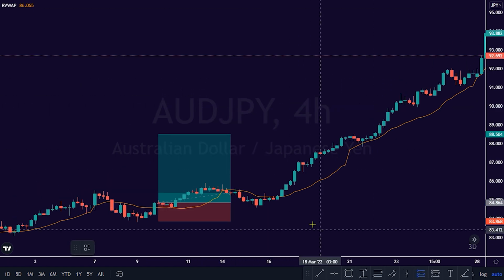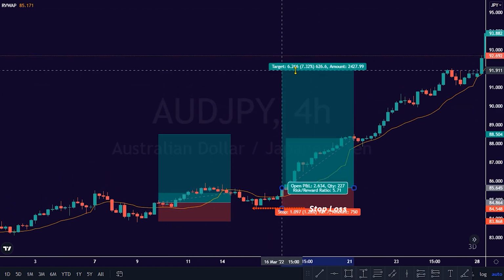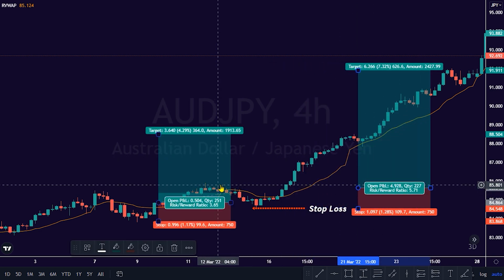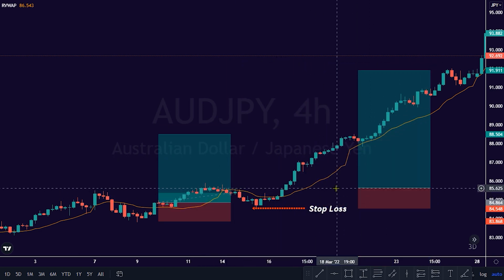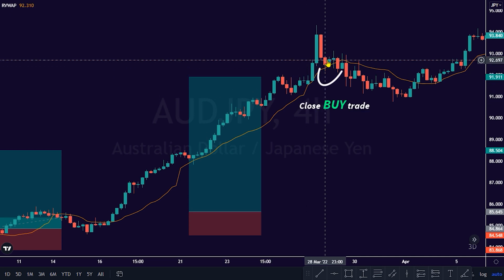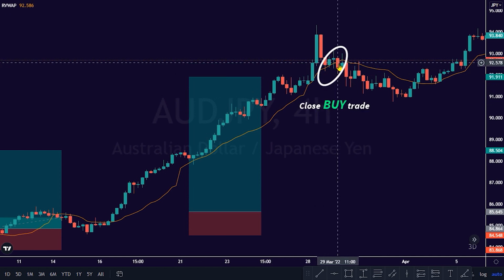Traders can trail their profit as the bullish trend continues upward. Traders can close their buy trade whenever price makes a bearish swing and close below the rolling VWAP indicator.